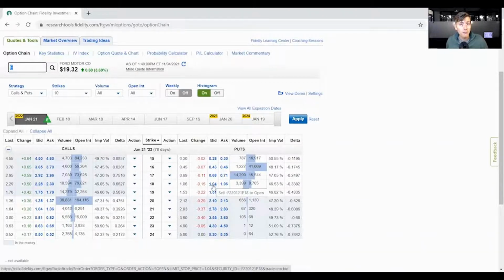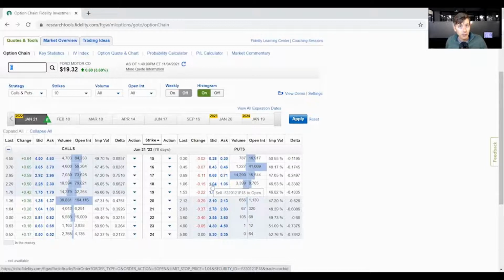But remember, one put contract represents 100 shares. So I've got to multiply the 1.04 times 100. So if I sold this 18 strike put on Ford, I would be collecting $104.